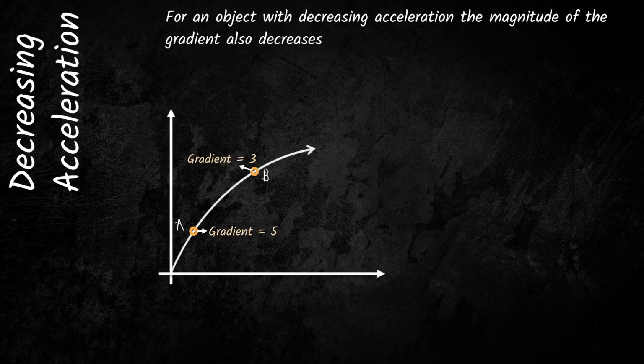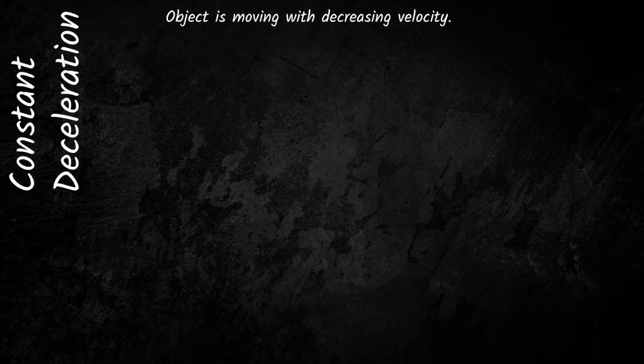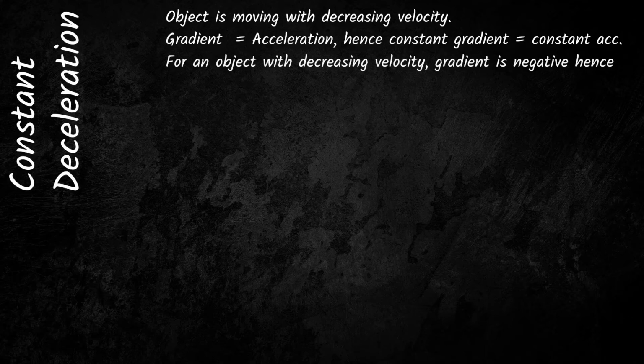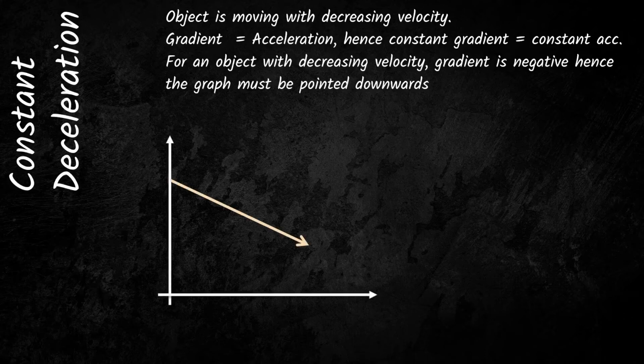hence A is accelerating harder than B. Now, for an object with constant deceleration, we need to understand that the object is moving with decreasing velocity. Well, gradient is acceleration, hence constant acceleration must be constant gradient. But there is one very important thing to remember: for an object with decreasing velocity, the gradient is negative, hence the graph must be pointed downwards. So something along these lines. All right. This right here would be the graph of an object with decreasing velocity and constant deceleration.